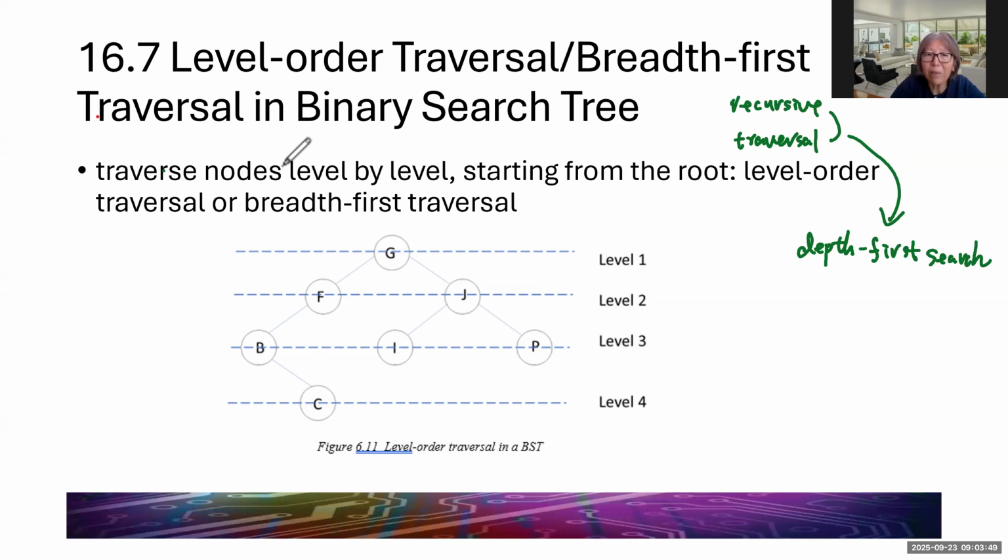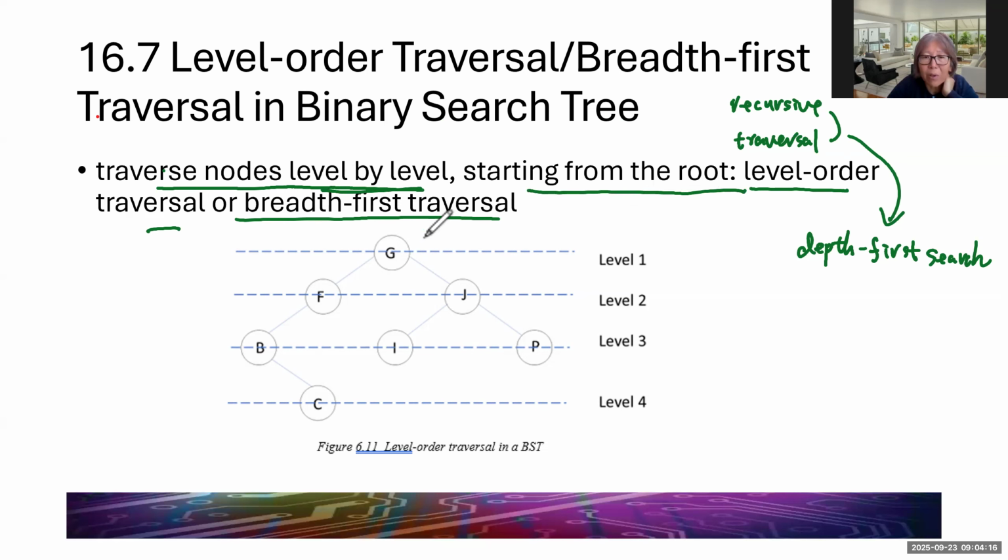Okay, and here we are going to have another concept. It's breadth first search, so breadth first traversal. So how do we do that? Basically, we also call it level order traversal. So we are going to traverse the nodes level by level, starting from the root node.